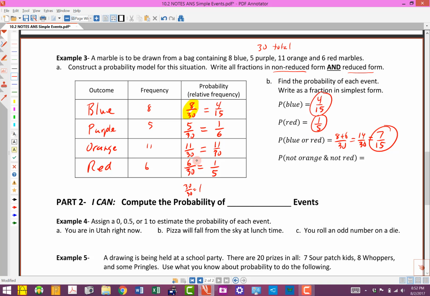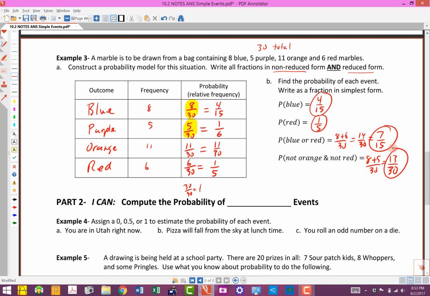Now, the last one says not orange and not red. So it can't be orange and it can't be red. So if it can't be orange and it can't be red, that means it's got to be purple or blue. That means we're going to add those together. So we're going to take the 8 and the 5 out of 30. So that's going to be 13/30ths, and 13/30ths doesn't reduce at all.